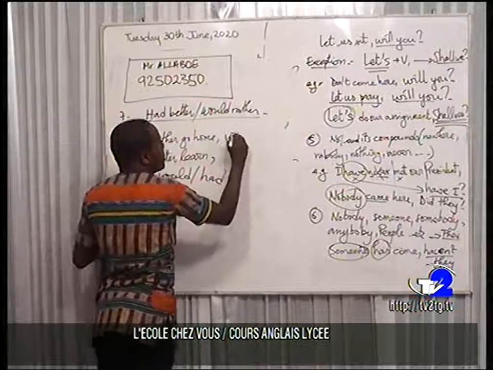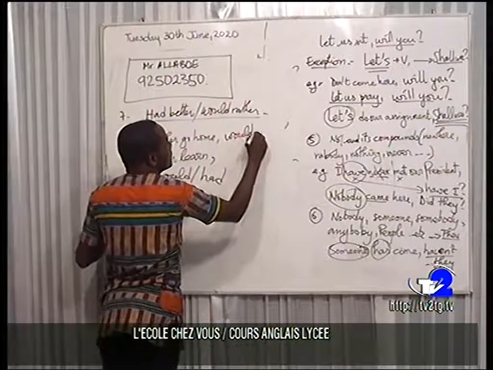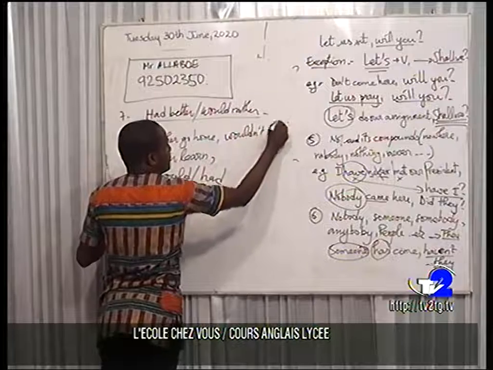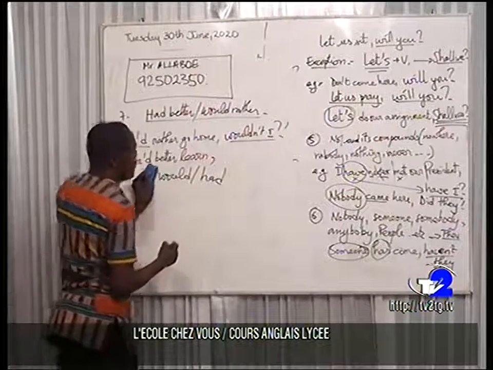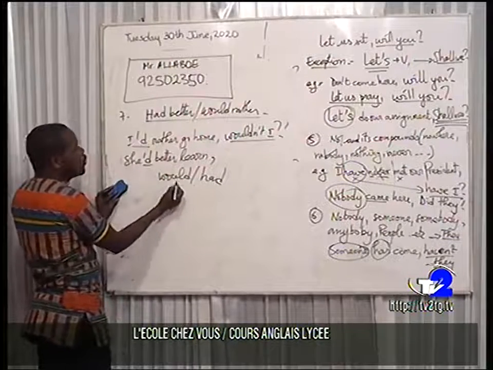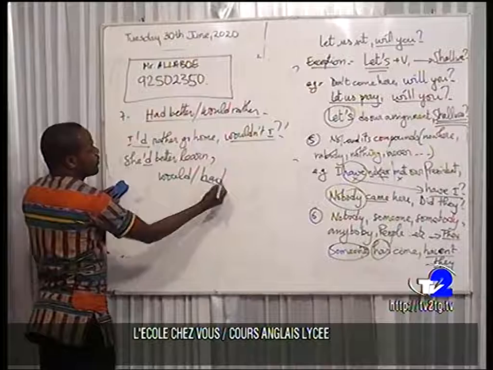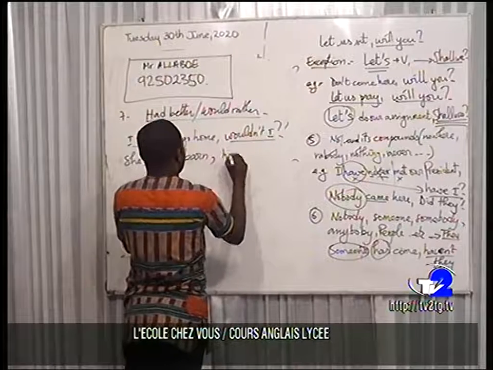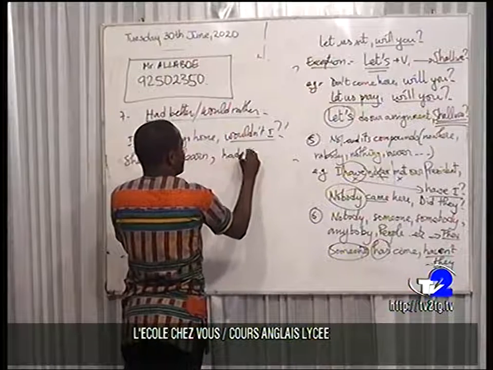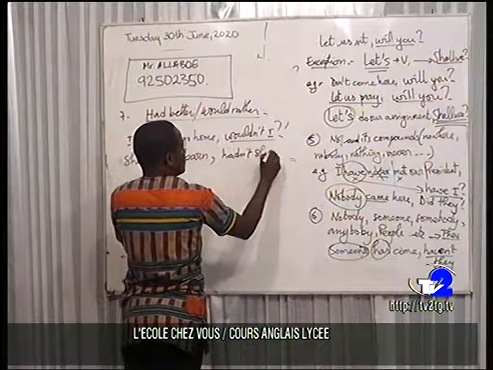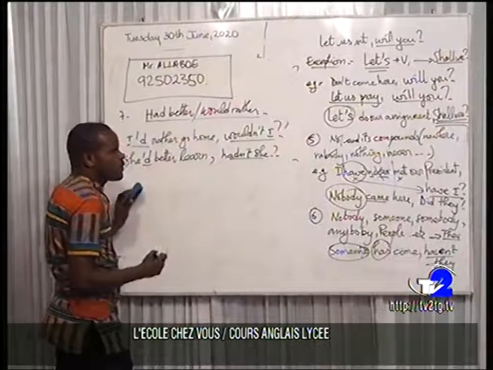So the question tag should be wouldn't I. Now here also we cannot say "she would better." We say she had better. So the question tag should be hadn't she. That is what we can keep in mind.